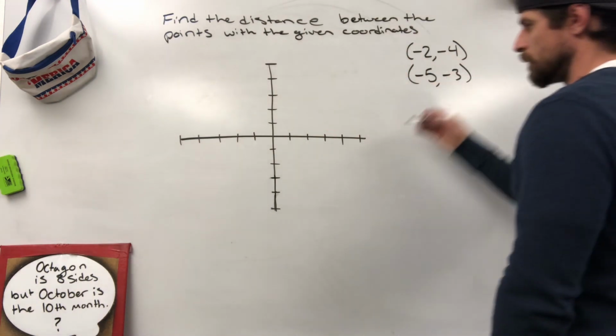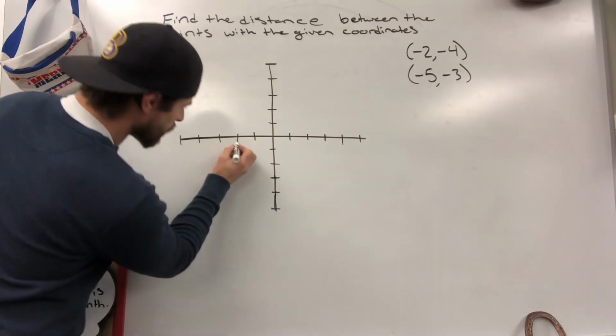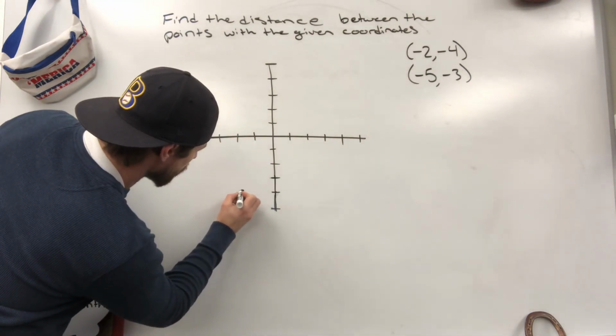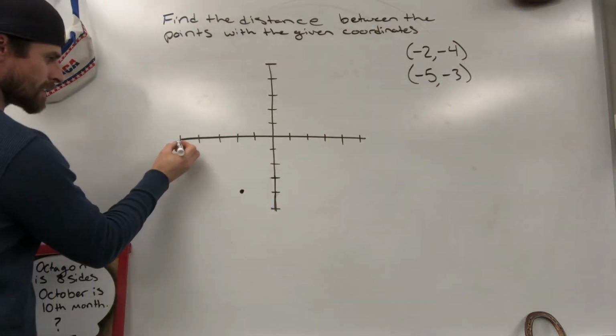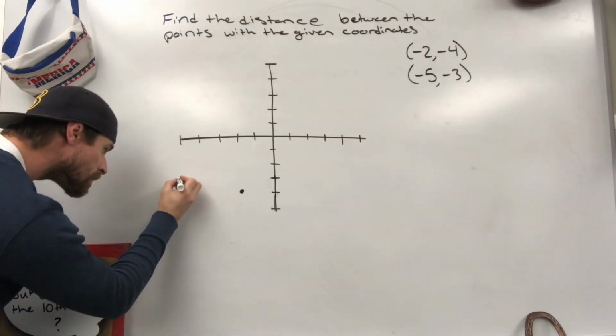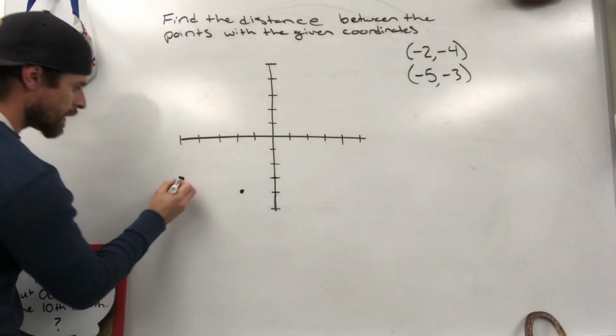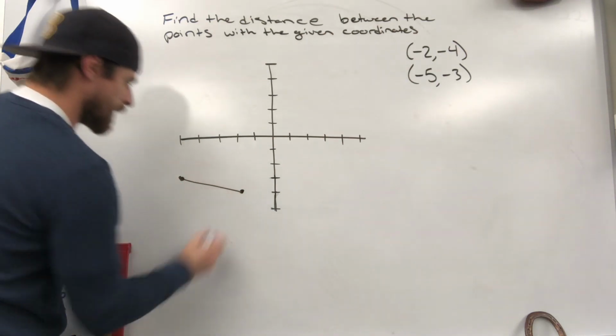So -2, -4, that's going to be 2 to the left, 4 down. It's going to be right about there. -5, -3 would be 5 to the left, 3 down, which appears to be right about there. And we need to figure out how long that is.